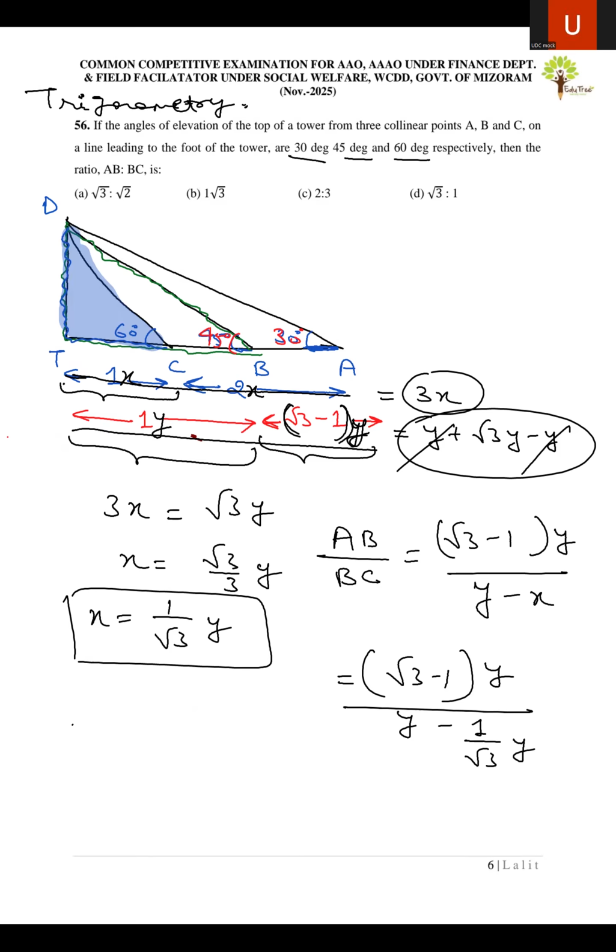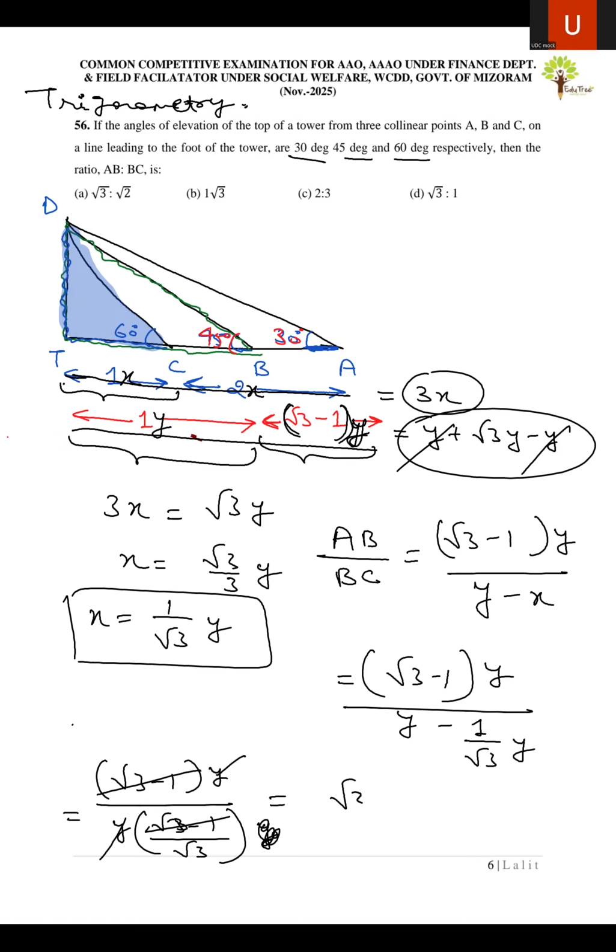So this will be equal to root 3 minus 1 y divided by, taking y common, root 3 minus 1 upon root 3y. This y will be cancelled out. Root 3 minus 1, root 3 minus 1 will be cancelled out. This 3 will go above. So this will be root 3 by 1. So this root 3 ratio 1 will be the answer. All right. So this is how we solve such kind of questions.